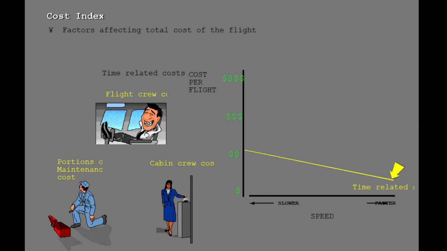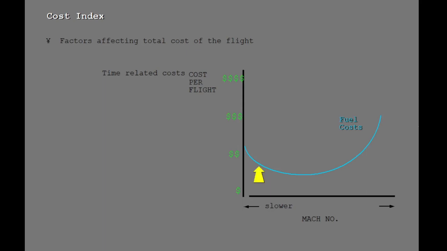Part of the maintenance cost is time-related. For some airlines, flight crew and cabin crew costs are also time-related. Fuel costs are also dependent on the chosen flight speed in this manner. There is an optimum speed that can be flown which will minimize the trip fuel and therefore minimize the fuel cost for that flight. This speed is determined by the aerodynamic and engine characteristics of the airplane.